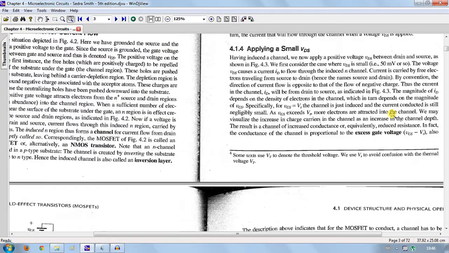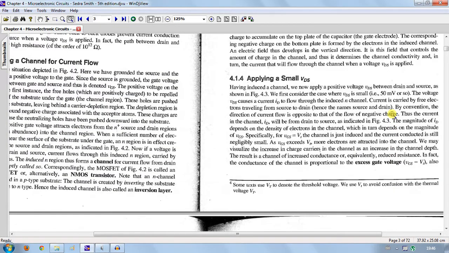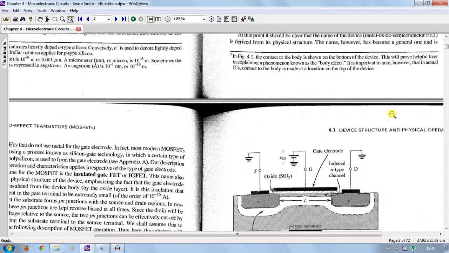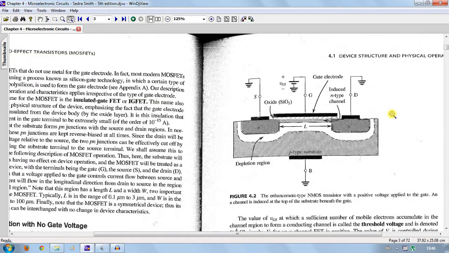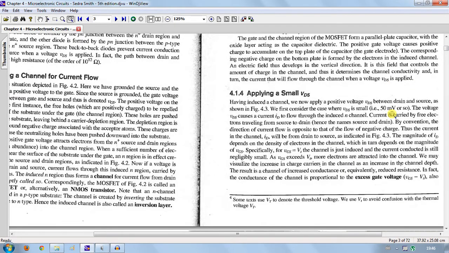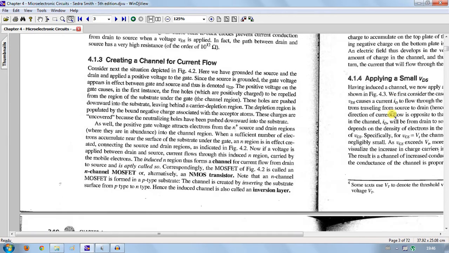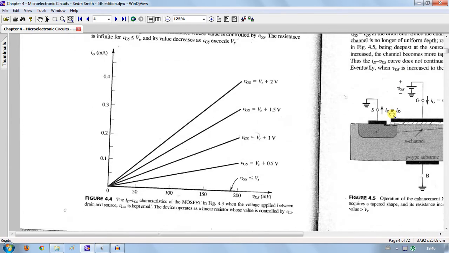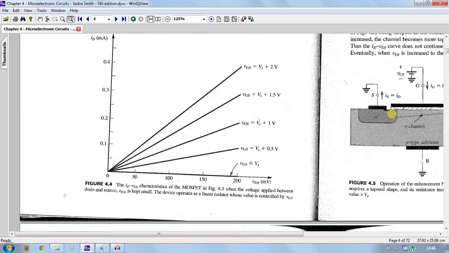And the magnitude of the current depends on the density of the electrons, the density of the electrons depends upon VGS, and the more the VGS is above VT, the more ID, as we can clearly see in this graph. If the difference between VGS and VT is more, ID is more, and obviously ID increases with increase in VDS.